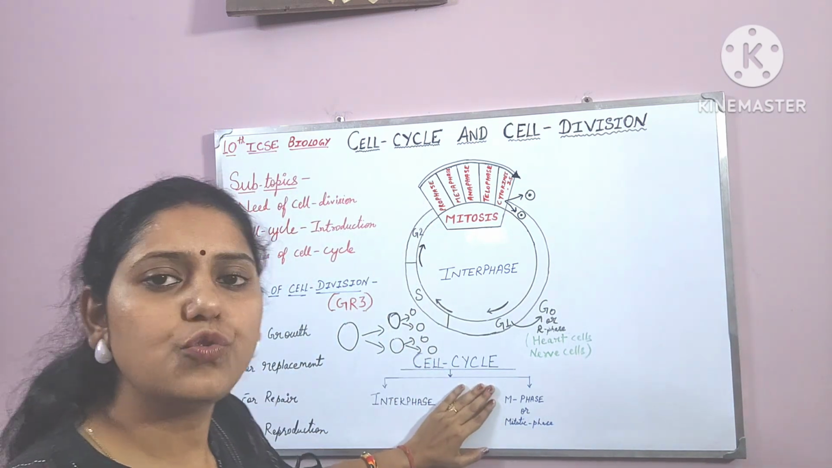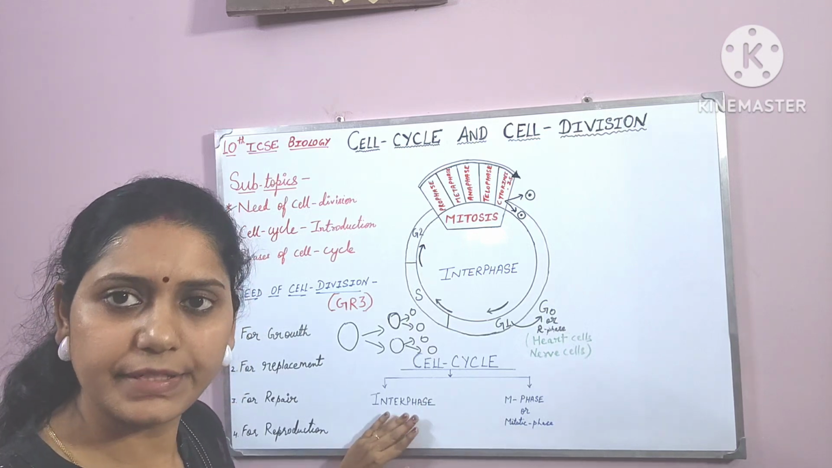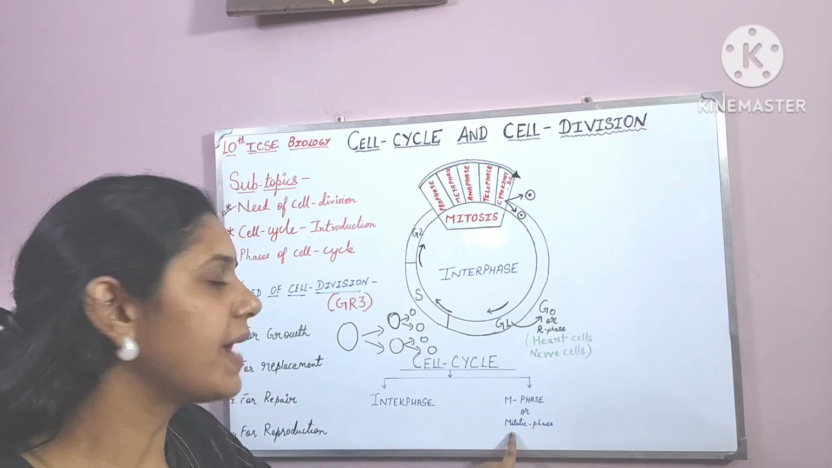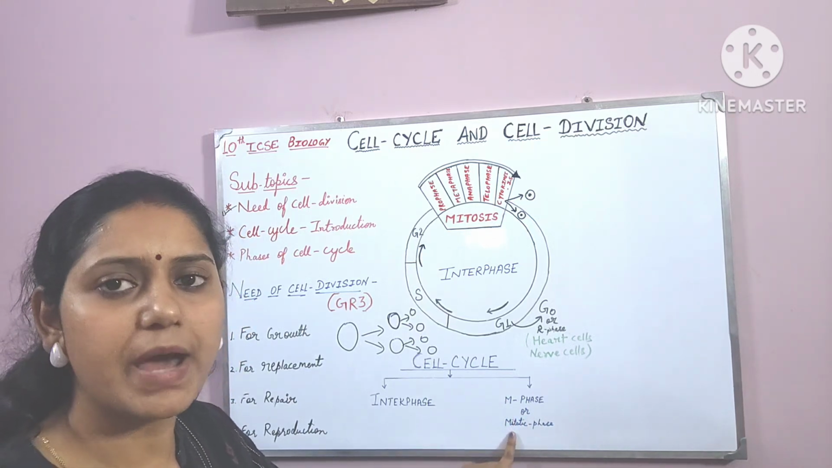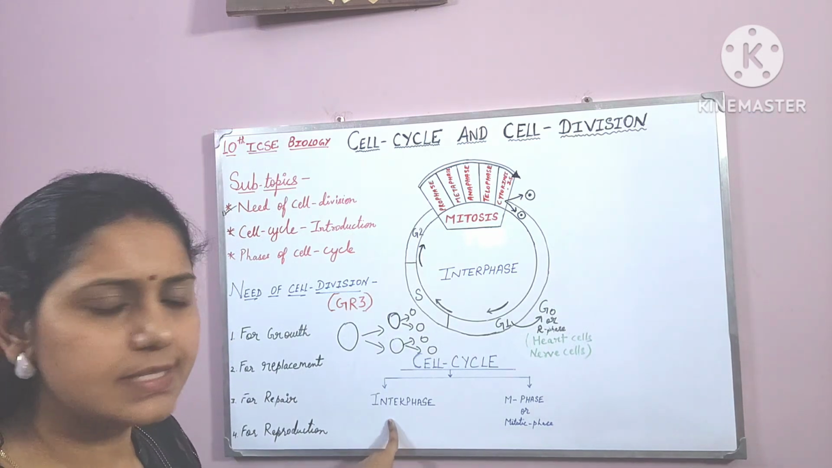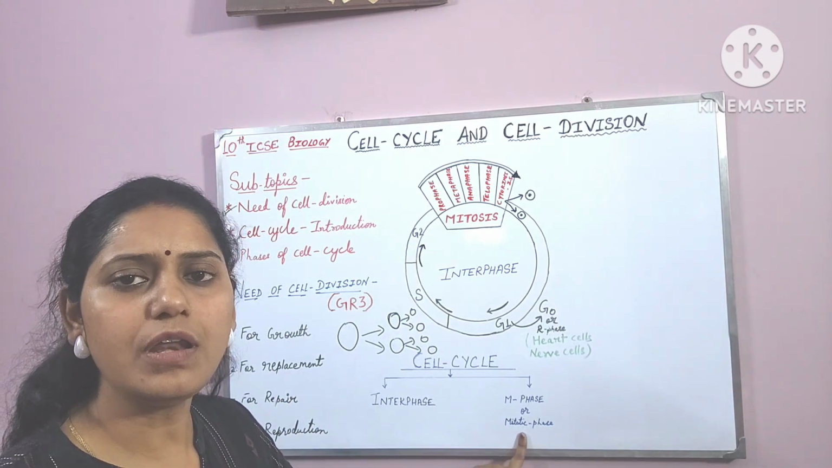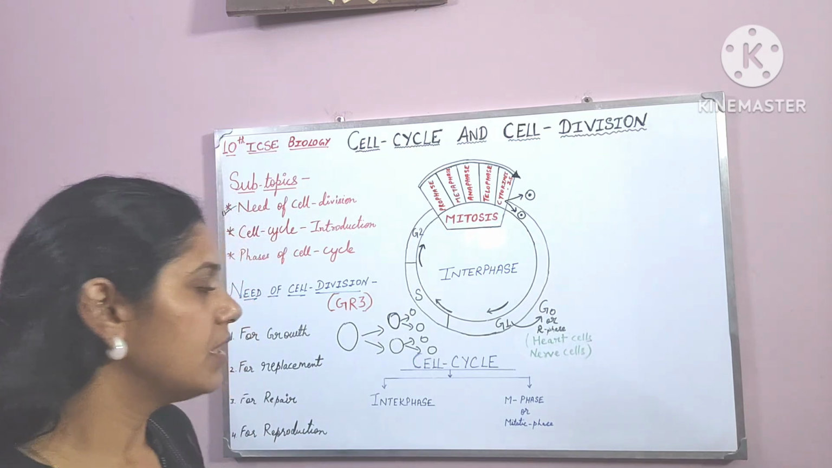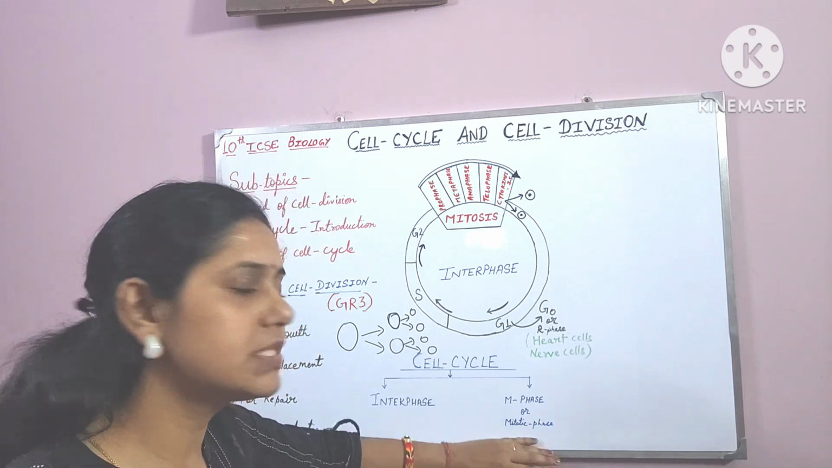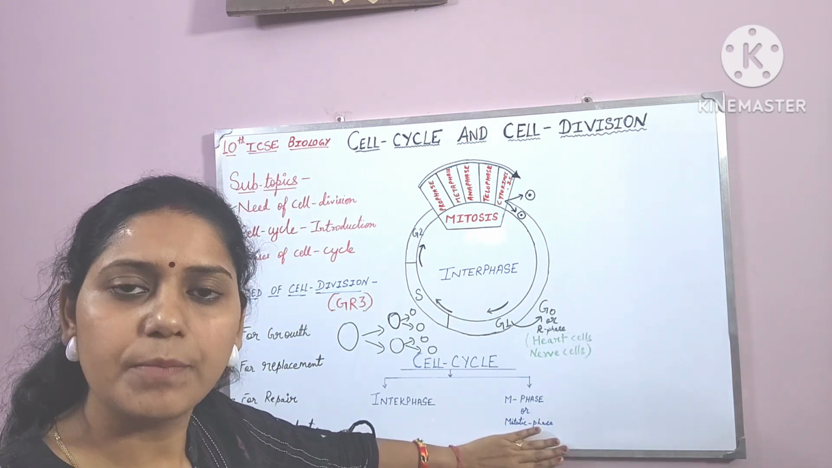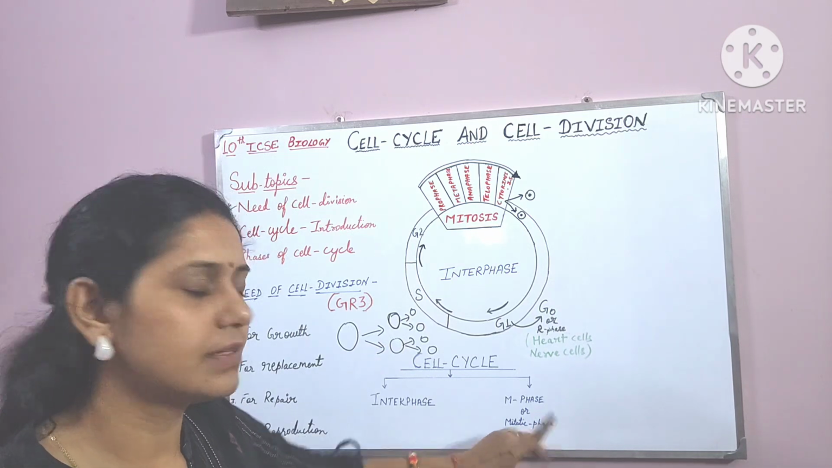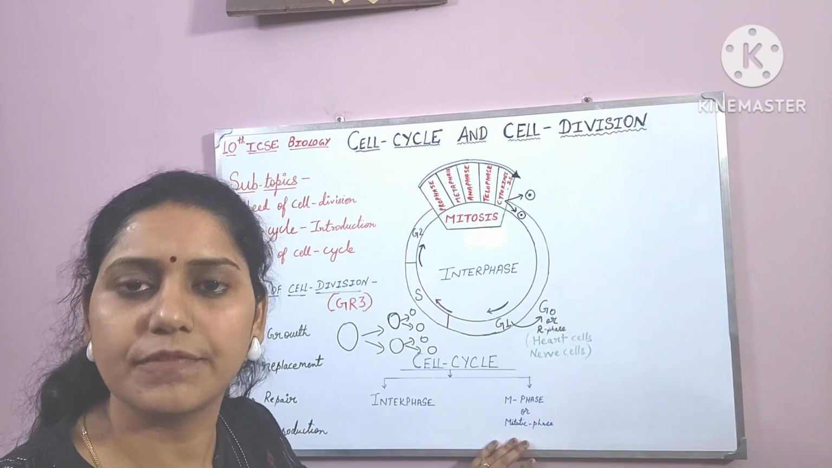The cell cycle has two phases. The first is interphase and the second is M phase or mitotic phase. M is for mitotic here. The actual division, where a cell actually divides, takes place in M phase or mitotic phase. So division of a cell takes place in which phase? M phase or mitotic phase.